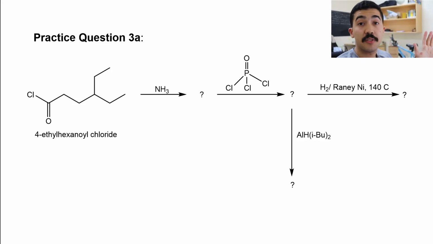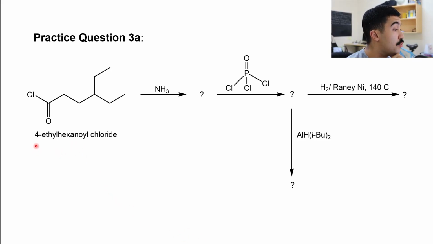Now, moving on to question 3a. Whoa, this looks a little bit difficult. It's not. We just have to break it down and approach it step by step. We're starting with 4-ethyl hexanoyl chloride. So we have some sort of acyl chloride. We're asked to react it with NH3, and then whatever that product is, we react it with POCl3. And then whatever that product is, we react it with H2 and Raney nickel at 140 degrees Celsius to produce some product. And we can also use the product from the POCl3 reaction, reacting it with DIBAL-H to produce something. So it seems like there's a lot going on, but let's just start one by one.